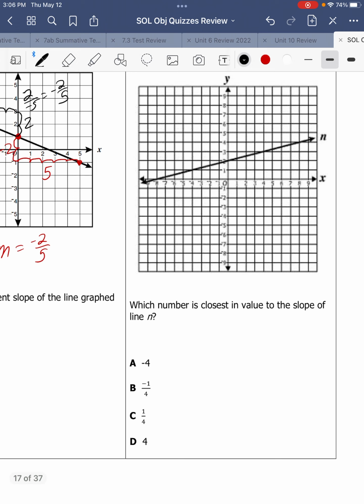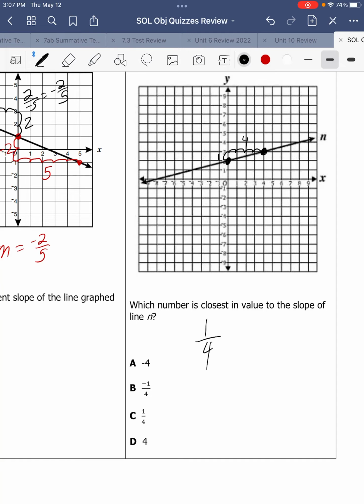And the last one, which number is closest to the value of the slope of the line? So I'm going to pick 2 points that I can see in here. I've got 0, 2. And it looks like there's another point right there. So I'm going to go up 1, and then to the right 1, 2, 3, 4. So 1 over 4. It is a positive slope.